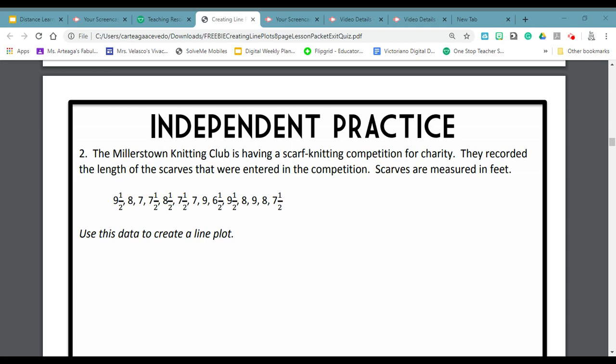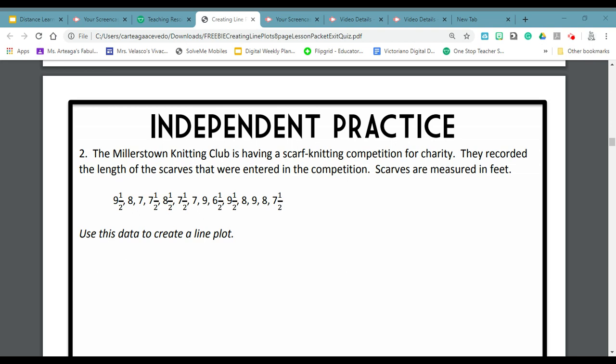The next number here would be a 7, and I see a 7 here. Let's see, another 7 here. And that's it, because then we have 7.5. Cross this one off, go down, we have another 7.5. And then one more.